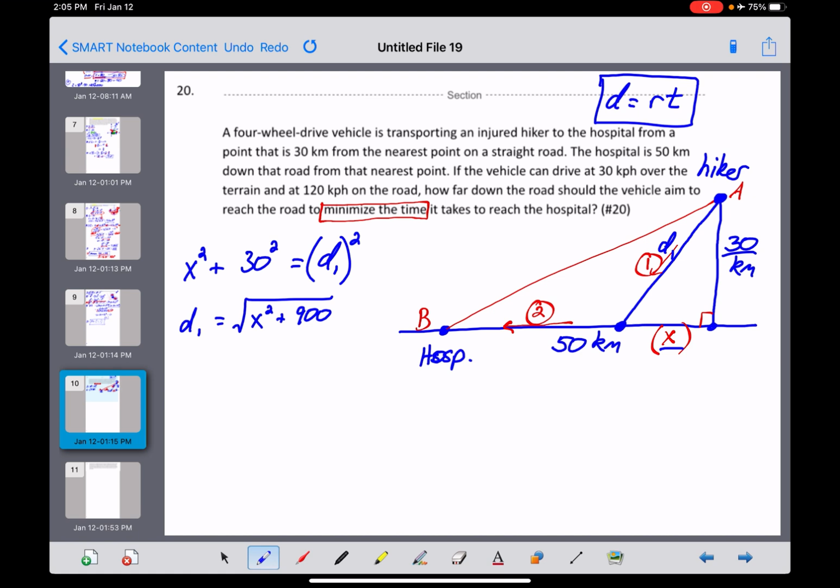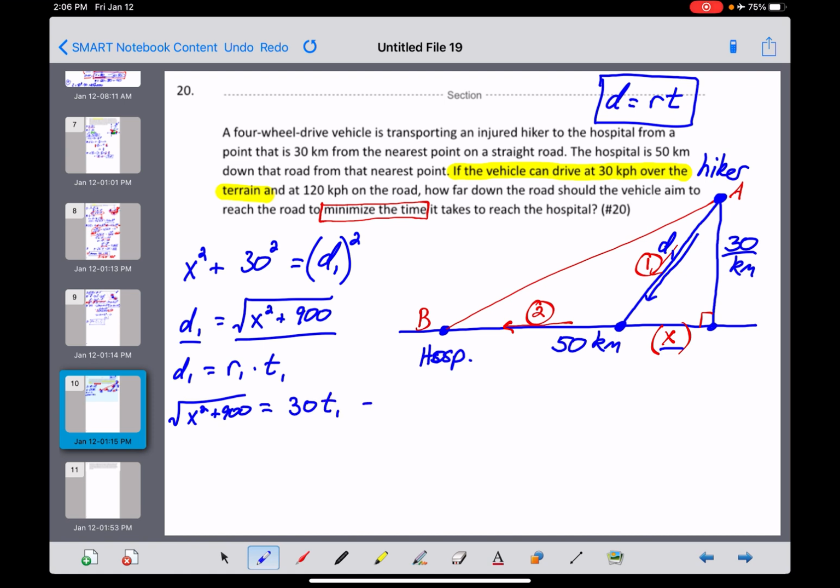Anyway, if distance is equal to rate times time, then what's going on right here is that on leg 1, let me write this out, d1 is equal to rate 1 times time 1. Well, d1 is what we just found right here, guys. The square root of x squared plus 900 is equal to rate 1. Now, let me stop right there. Rate 1 is how fast this vehicle can move through the terrain. And I'm reading right here, guys, the vehicle can drive at 30 kilometers per hour over the terrain. So rate 1 is going to be 30, and T1 is what's unknown here.